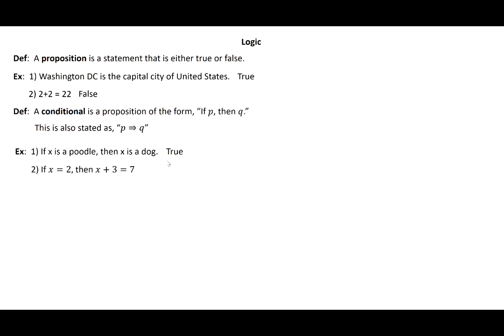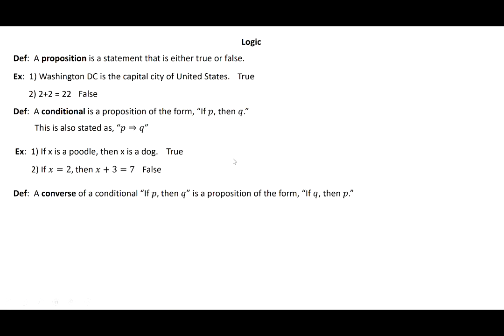Now, let's see. If x equals 2, then x plus 3 must equal 7. Is that in the form of if P, then Q? Yep, it is. P is x equals 2. Q is x plus 3 equals 7. If P is true, is Q true? No. If x equals 2, then x plus 3 should equal 5. And this one says x plus 3 should be 7. So this is false. Right? This conditional is false. All right.